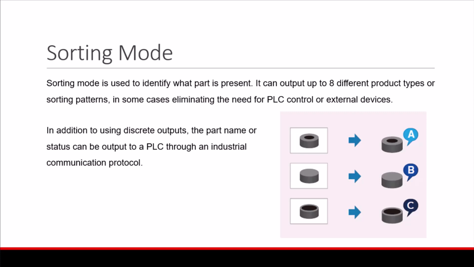In this image, it's showing that we have 3 different product types. We simply learn the 3 images and then we can sort them between A, B, or C. Let's jump into another example.